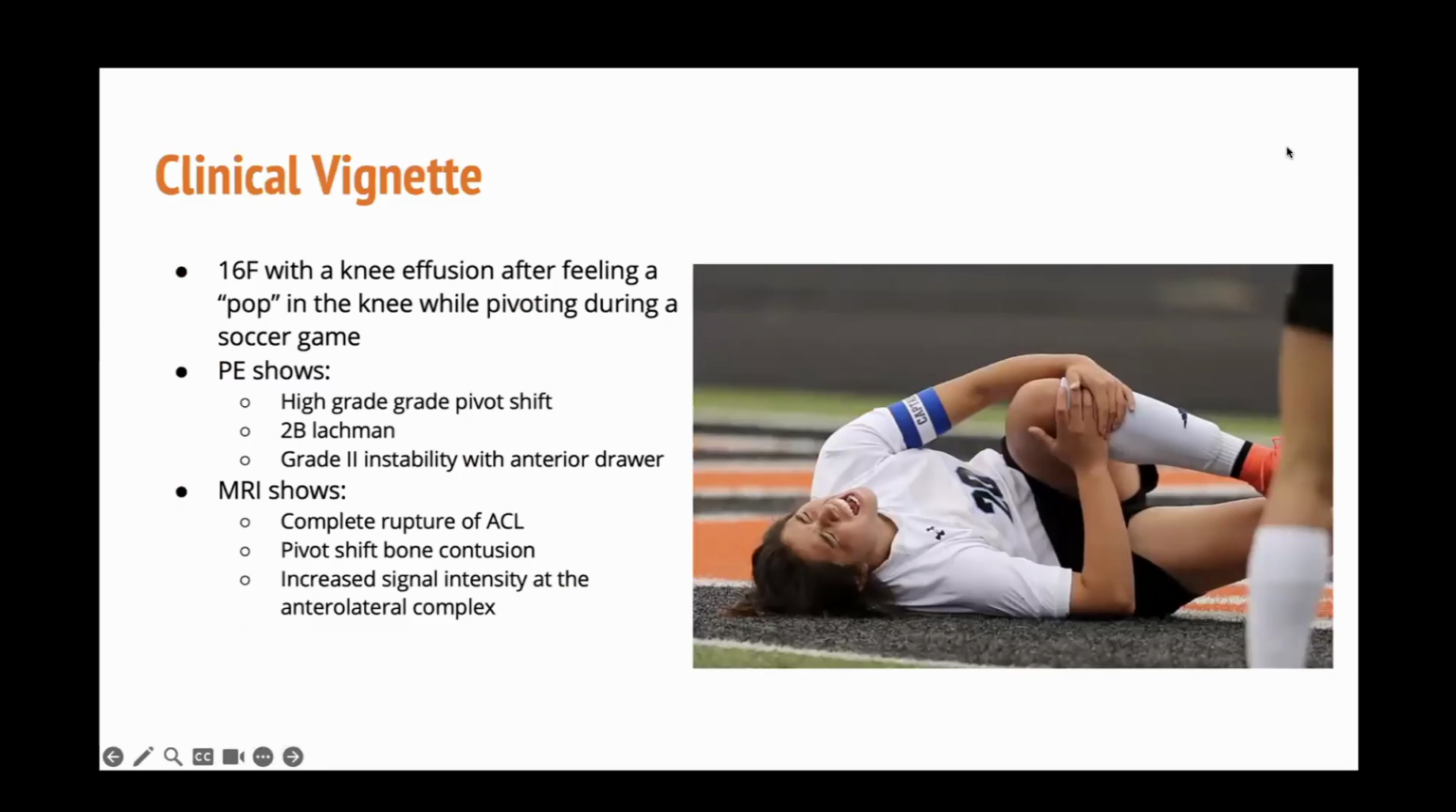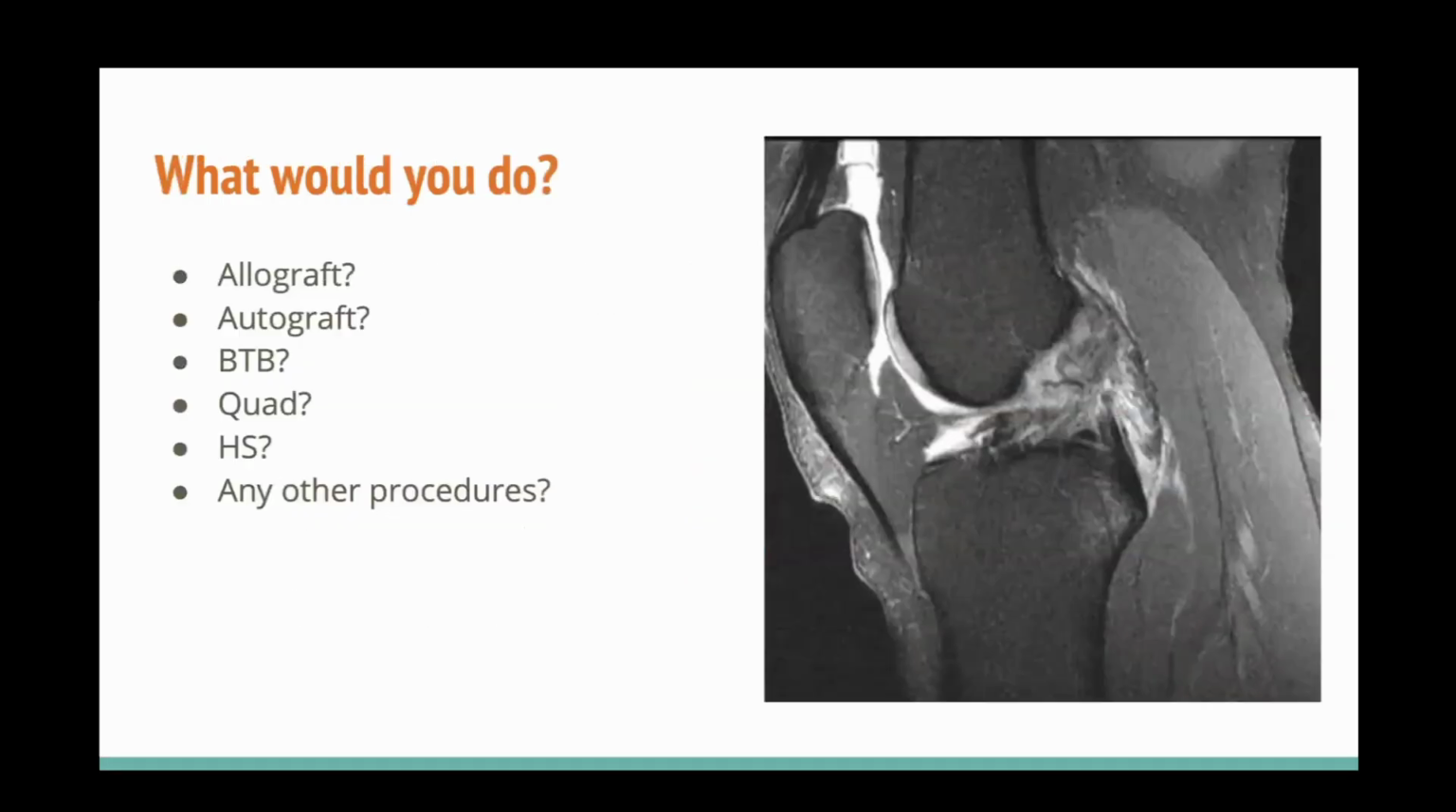16-year-old female has a knee effusion. She's a soccer player. She has a high-grade pivot shift, 2B Lachman, lots of instability with anterior drawer. MRI shows an ACL tear and a pivot shift bone contusion with increased signal intensity at the anterolateral complex. What would you do for her?